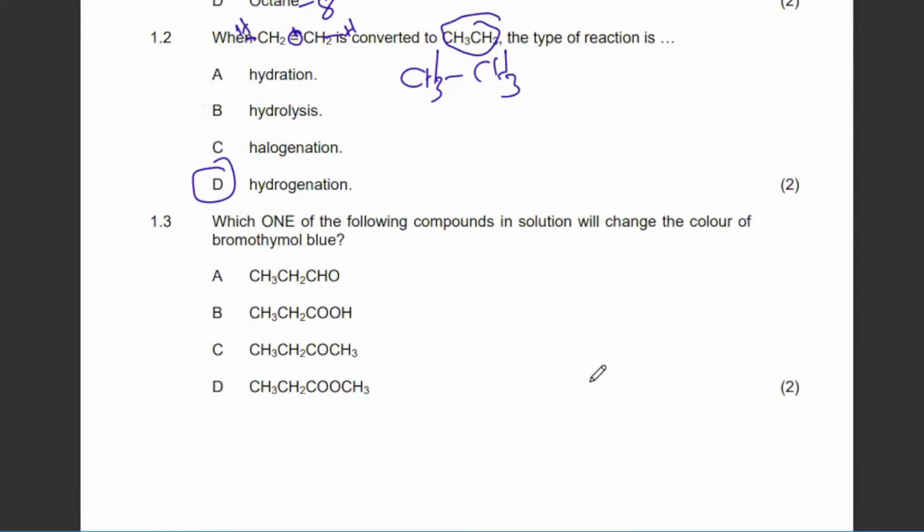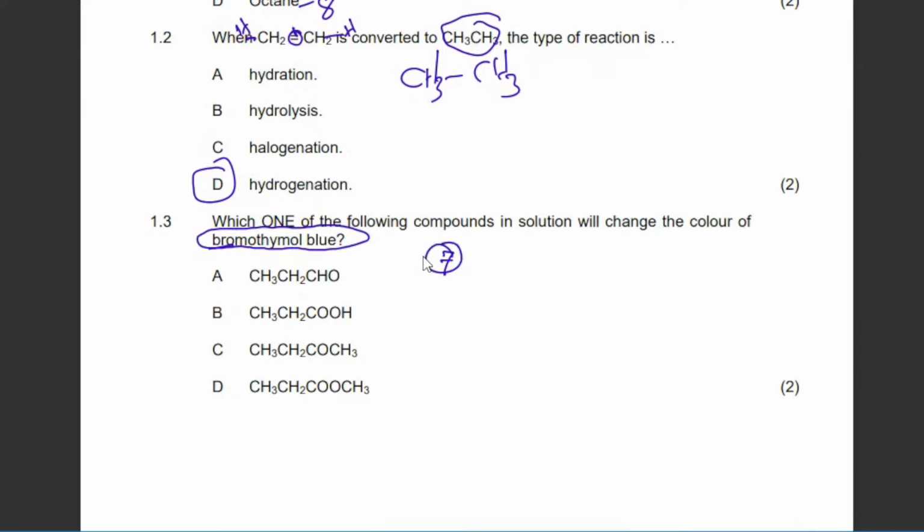1.1.3. They're saying, which one of the following compounds in solution will change the color of methyl blue? So what do you look at? What are you looking at here? This is an indicator which detects the pH which is relatively equal to 7.